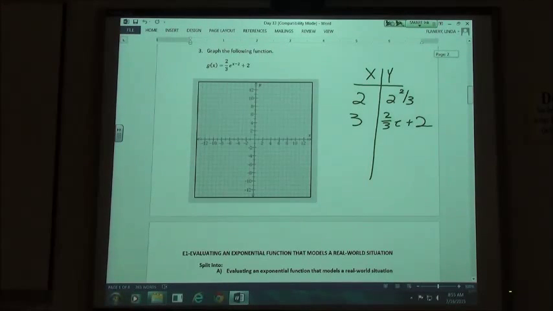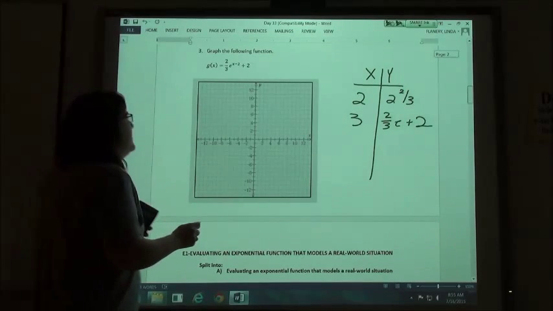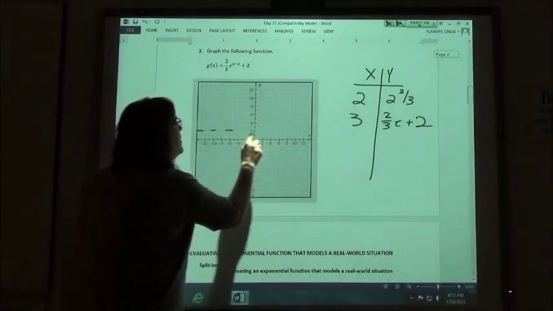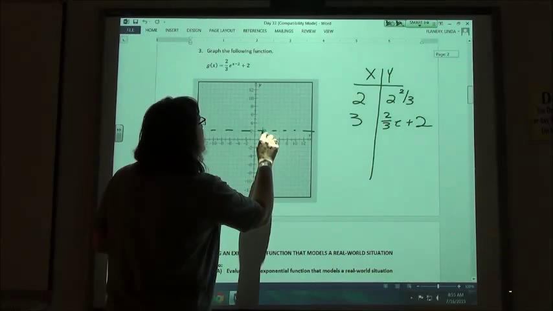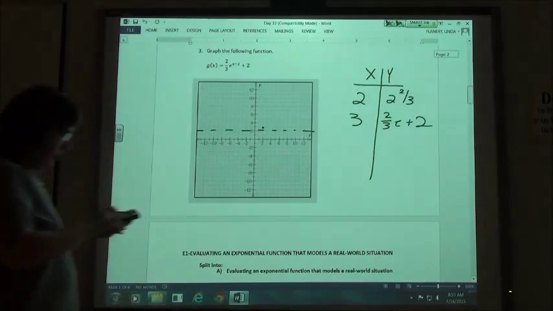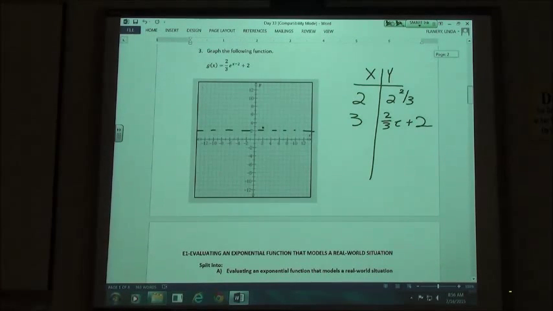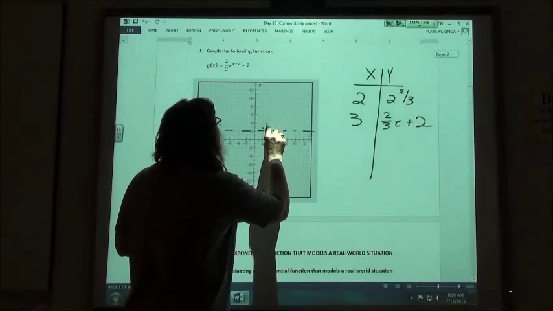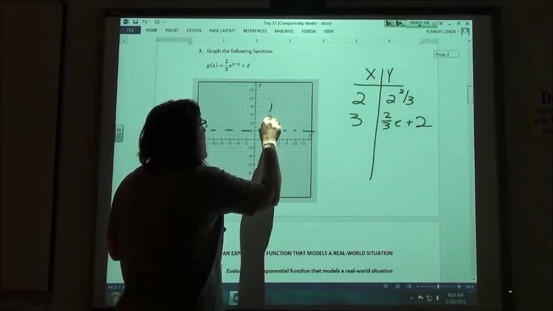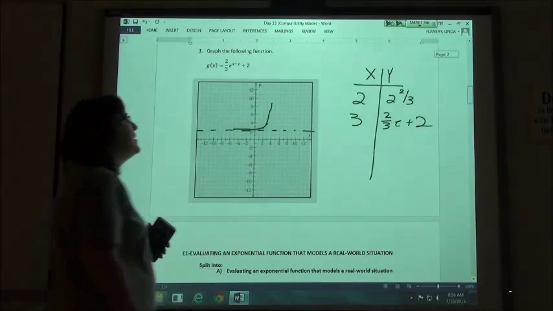Our asymptote is going to be at positive 2. And so if we go to 2 and 2 2/3, say that's about there. If I do 2/3 e to the first power plus 2, I would get 3.8. So 3 is at about 3.8. And so our graph, again, will look something sort of like that.